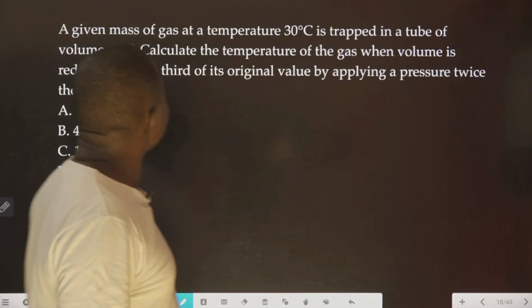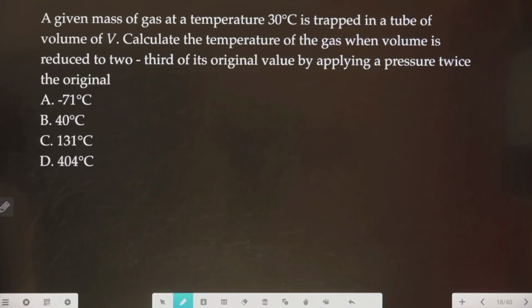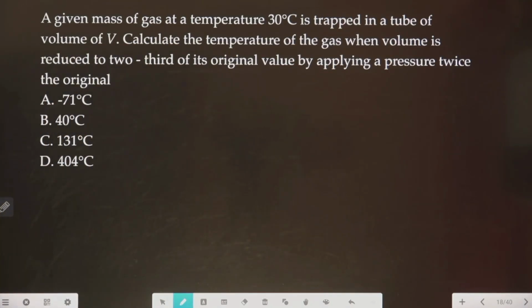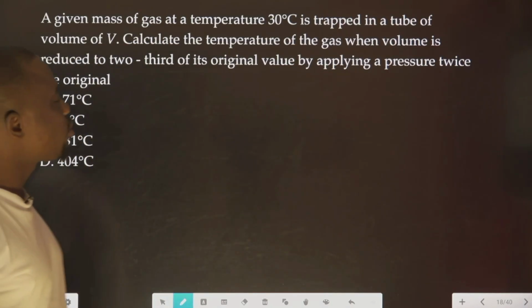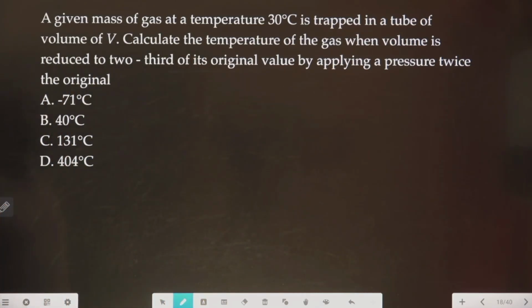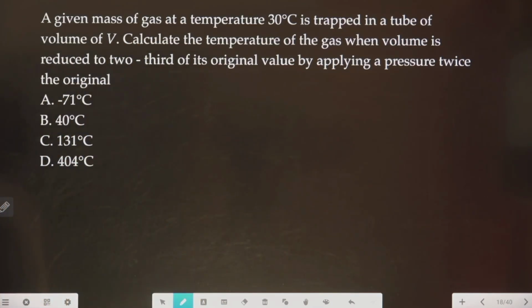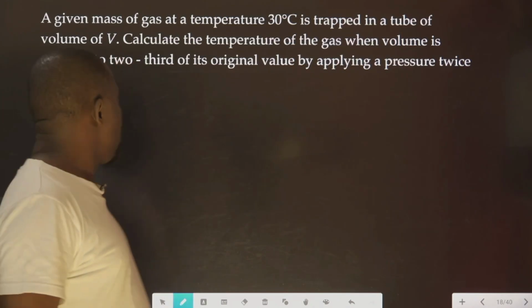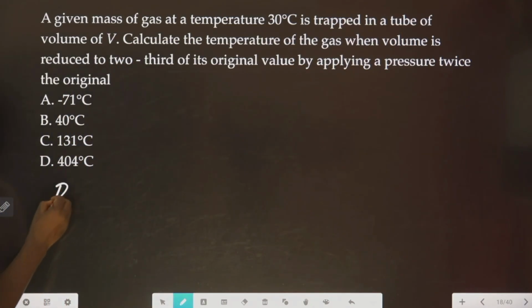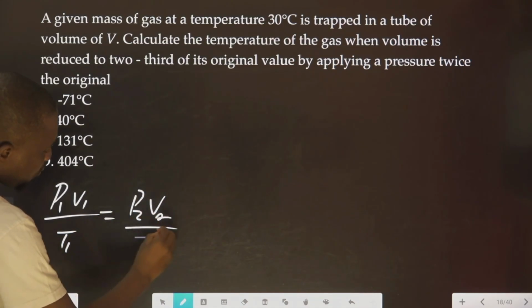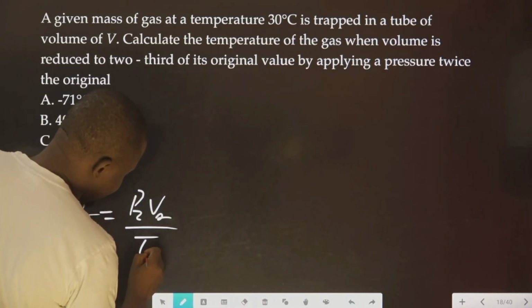Let's look at this. It says what? A given mass of gas at a temperature of 30 degrees Celsius is trapped in a tube of volume V. Calculate the temperature of the gas when the volume is reduced to 2/3 of its original value by applied pressure twice the original. All we have to do, first of all, is to remember the gas equation. What is the gas equation all about? It says P1 V1 all over T1 is equal to P2 V2 all over T2. That's what? The gas law.